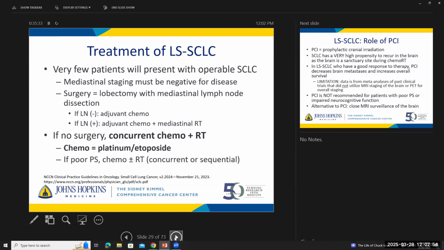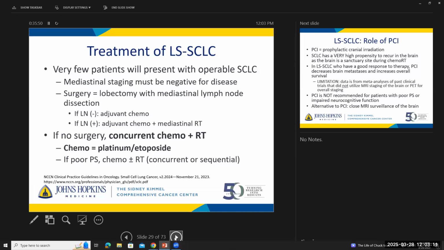If there's no surgery, so the patient cannot get surgery, either because the patient's not a good candidate or the surgeon says it's too advanced, it's spread to too many lymph nodes, I can't do surgery, the treatment of choice is concurrent chemotherapy and radiation.